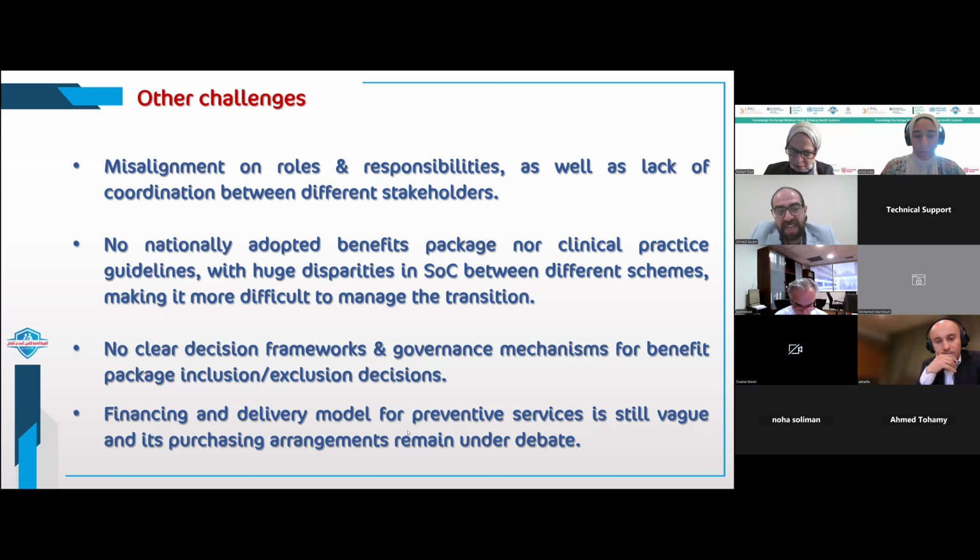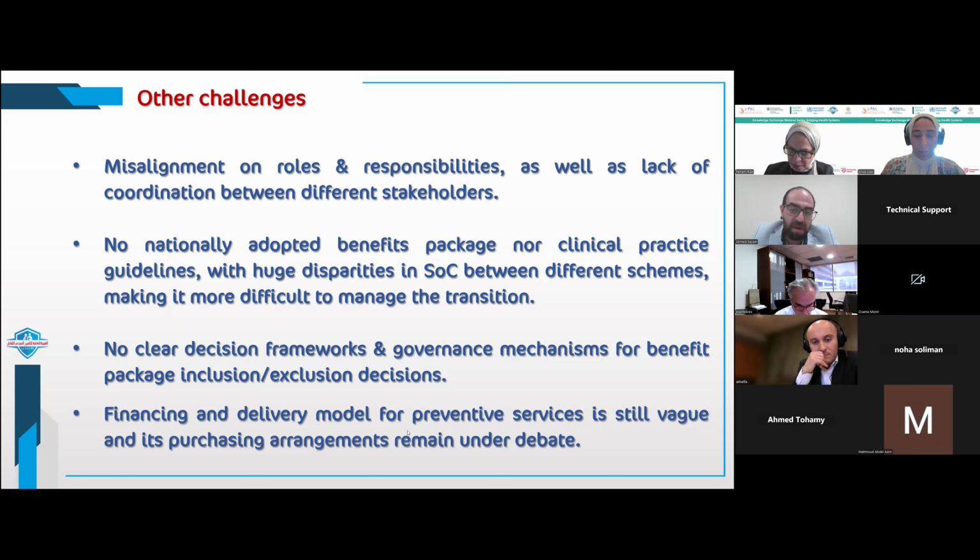Another challenge is that we don't have a nationally adopted benefit package or a set of clinical practice guidelines, and we have huge disparities between the standards of care between different schemes. So what's covered under the UHI scheme is completely different than what's covered by the old HIO or the patient treatment at the expense of the state, etc.